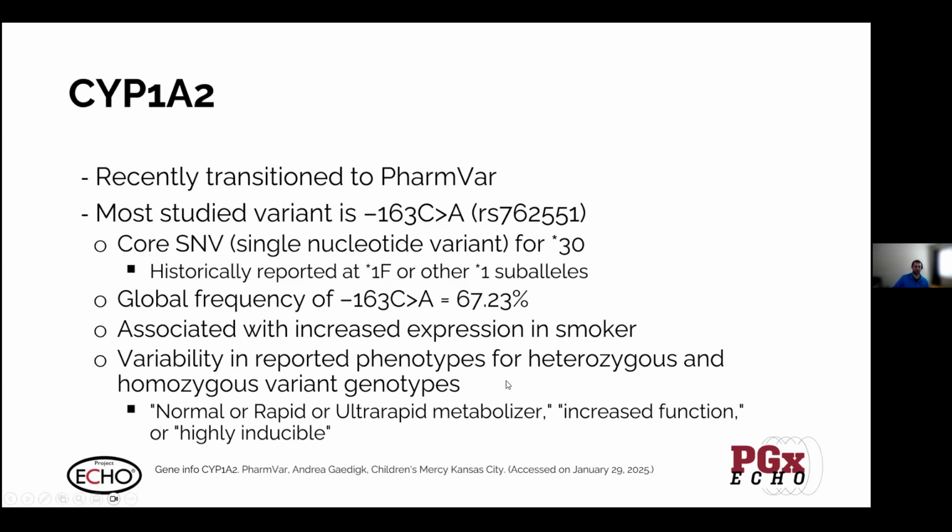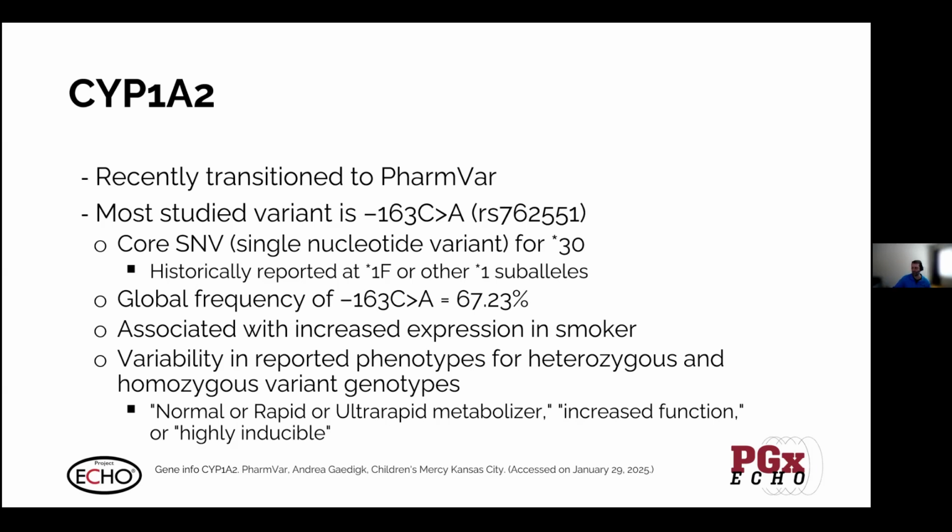Many labs are focused on this negative 163C to A, but they may also assess for some other, now retired, upstream variants as part of this PharmVar standardization. As it is reported in many reports, the other alleles that they might report based on those retired variants are essentially other star 1 suballeles. So star 1D, star 1M are some common ones. There's many others, and many of those have either been retired due to not meeting the PharmVar standardization, or they are now classified as star 30 suballeles.